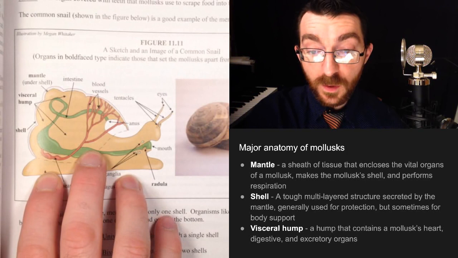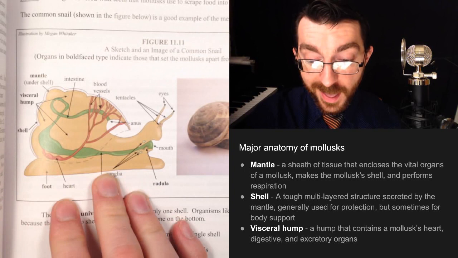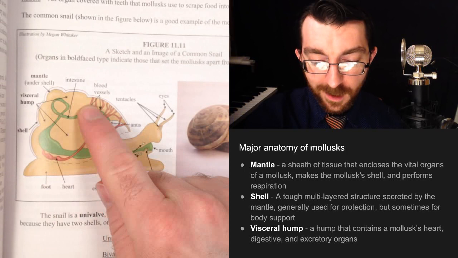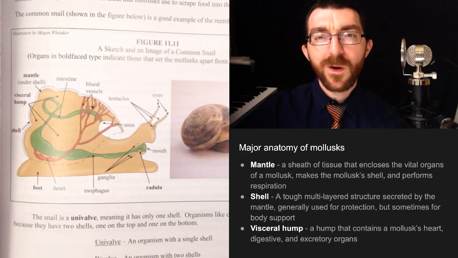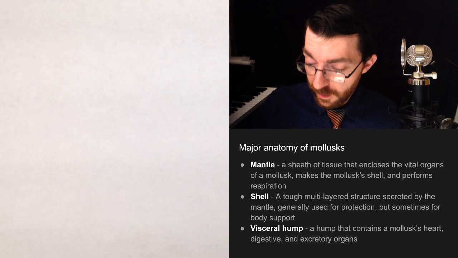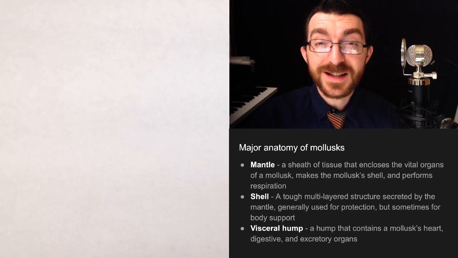Then of course a shell and a visceral hump. The visceral hump is this mound of flesh that's underneath the shell. So if you think about where all your organs are, you've got all your major organs inside of your chest, inside of your gut, that's protected with your rib cage. The way that a mollusk does this is it puts all of its major organs inside of this big lump called its visceral hump, and then it encloses that in a shell.